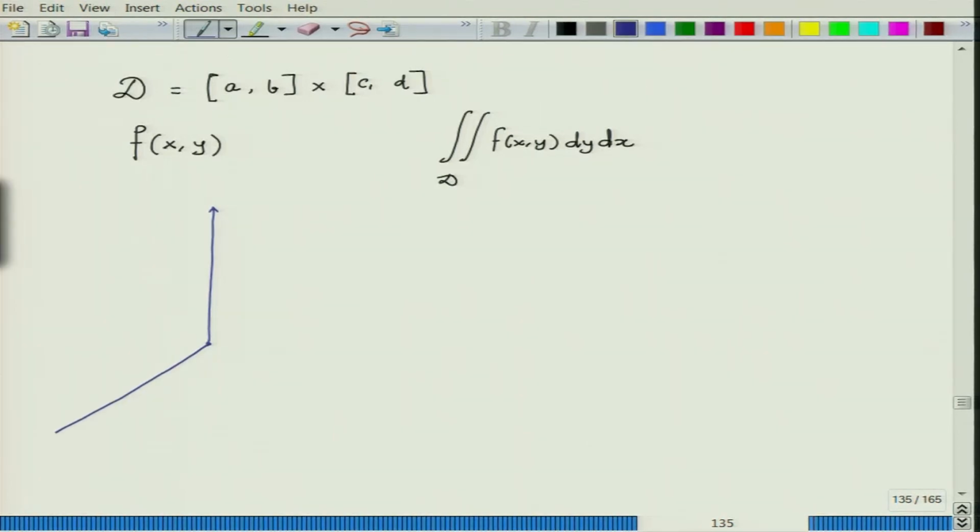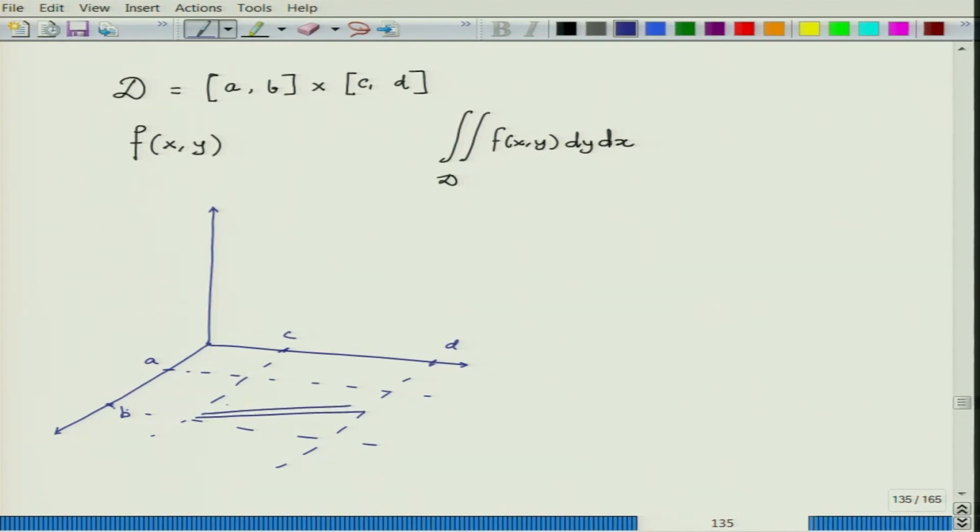So, as before I draw the graph. This is B, this is A, this is C, and this is D. So, this is your domain D. Now, you have your function's graph somewhere here.